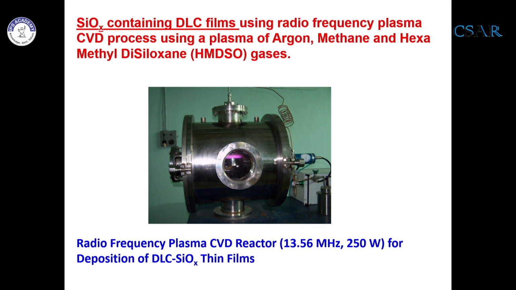This was one of the sources. It has been used for deposition of 6-inch diameter diamond-like carbon, SiOx containing diamond-like carbon coating for DRDO application, for IR transparent windows and all those kinds of things. So this is just to show you that, yes, RF sources are actually in running condition.